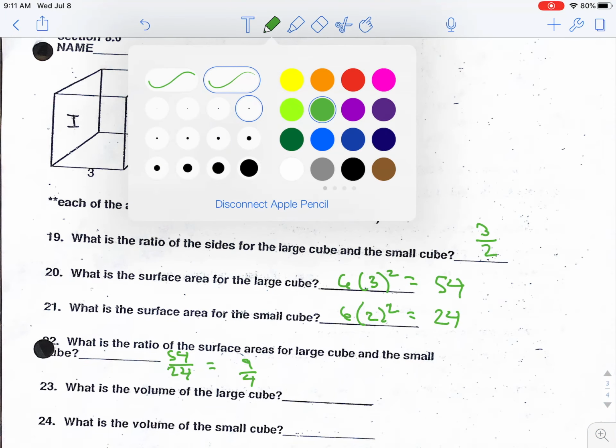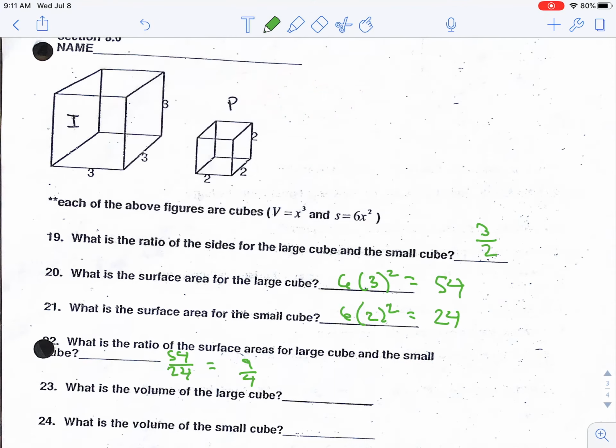So you can see what we did here: to go from the ratio of the sides to the ratio of the areas, we have to square the side ratio. But let's look at volume. What is the volume of the large cube? Well, again, volume is all three dimensions multiplied together, so the length times the width times the height.